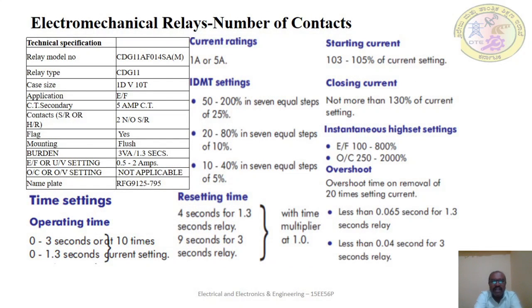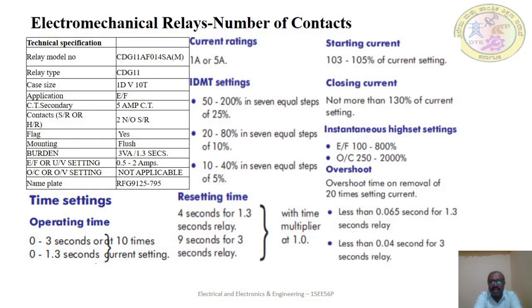If you buy a particular relay, for example an overcurrent relay, the relay model will be specified, CDG11AF014 SAM. This is a particular company. You can see in detail what the relay type is, what the application is, the secondary CT rating, contacts rating, how many contacts there are, flag, burden, overcurrent or earth fault, overvoltage or undervoltage settings, nameplate. You can see the current rating; the secondary will be 1 amp or 5 amps.